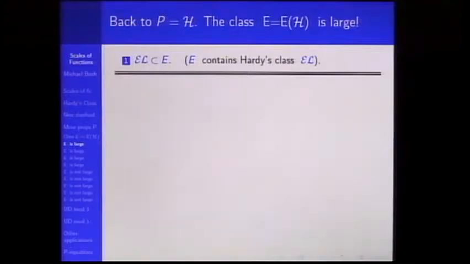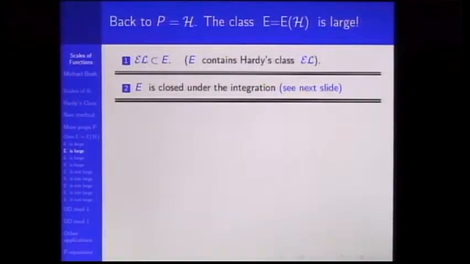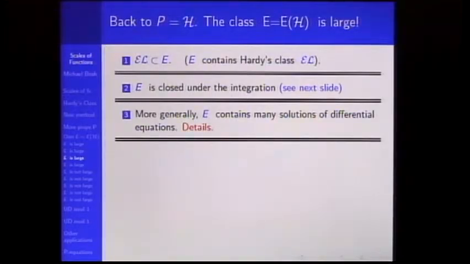So as I claimed, if I take property Hardy, this class is large. It is closed under integration. It contains many solutions of differential equations, and there could be a separate talk about what kind of differential equation. It turns out that for a first-order differential equation, y prime equals any formula containing functions that we already know are excellent, the solution will be excellent if it exists for sufficiently large x.